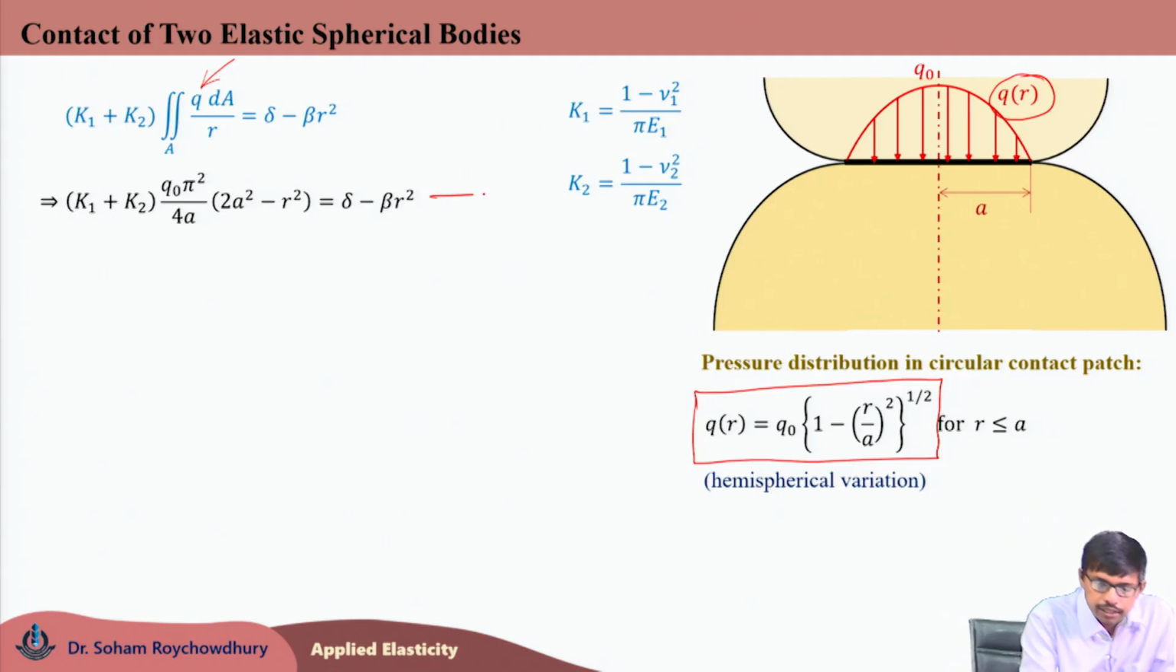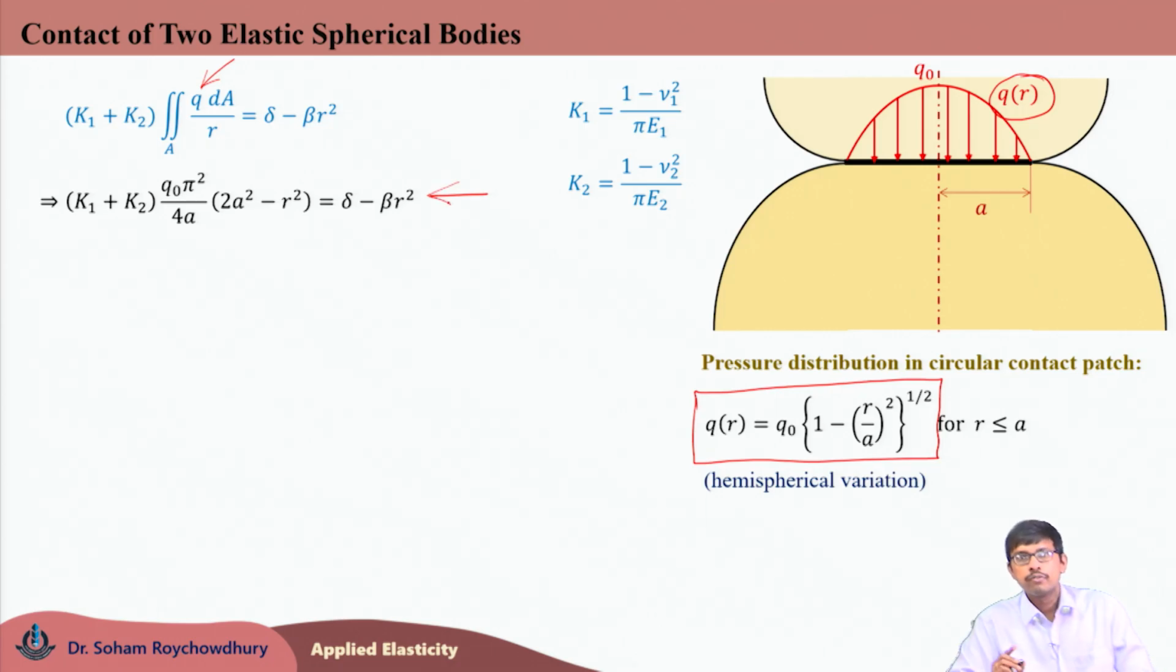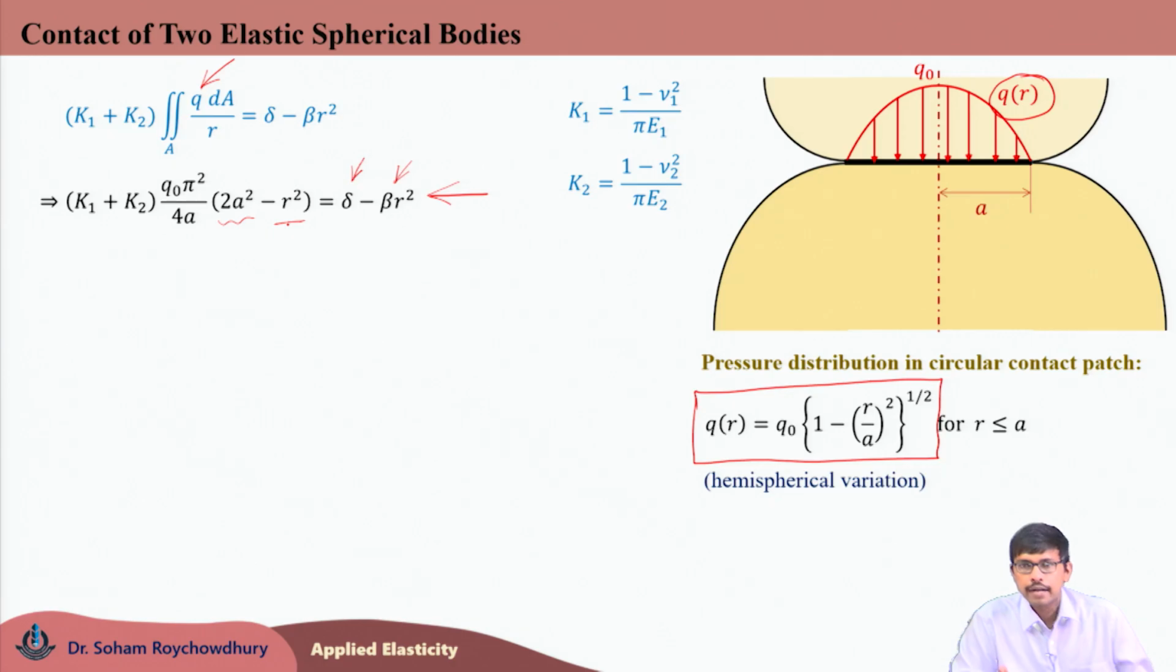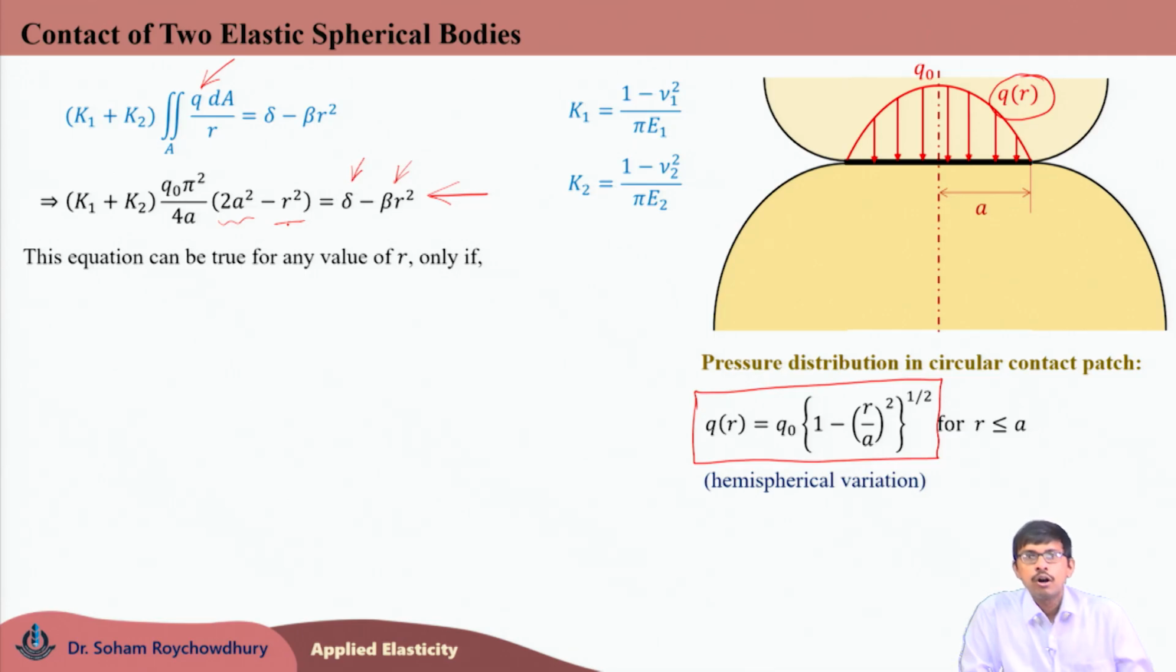Now, for this particular equation to be true for all values of r within the contact patch, if I compare both the sides, you can see one term is constant. On the right side, delta is a constant term, and beta r square is the r dependent term. Similarly, on the left hand side also, the first term, 2a square times the external constant, is a constant term, then this external term times r square is the r dependent term. So, for this equation to be valid for all values of r, both the constant term and the coefficient of r square must be the same.